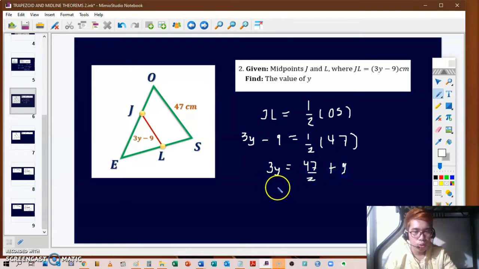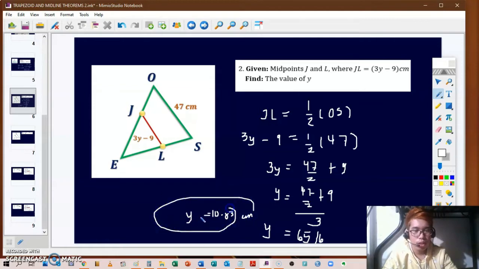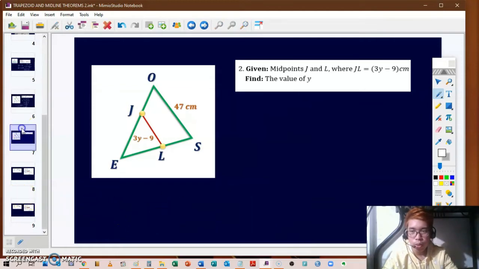Therefore the value of y is equal to 47 over 2 plus 9, divided by 3, or that is simply y is equal to 65 over 6, or that's simply 10.83. So the value of y is equal to 10.83 centimeters. Okay, so let's try to check some other problems.